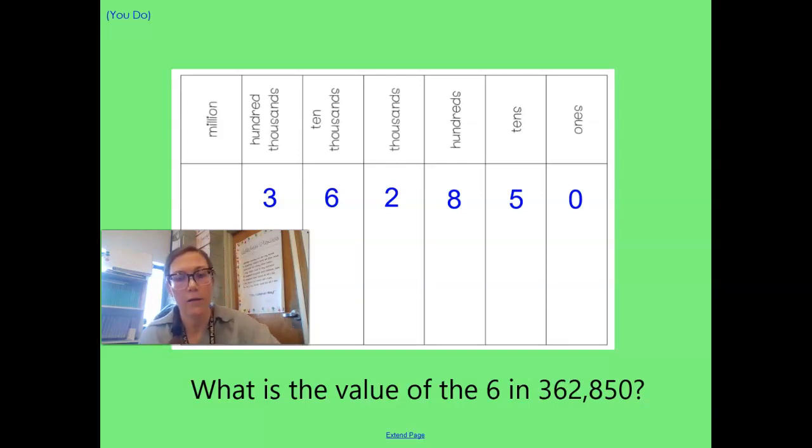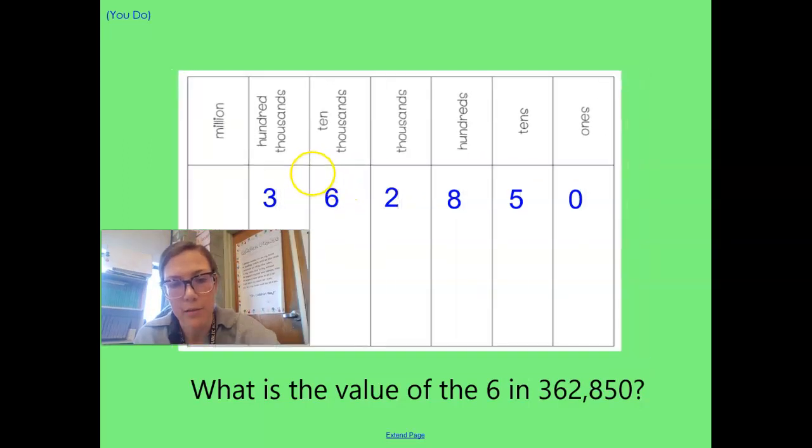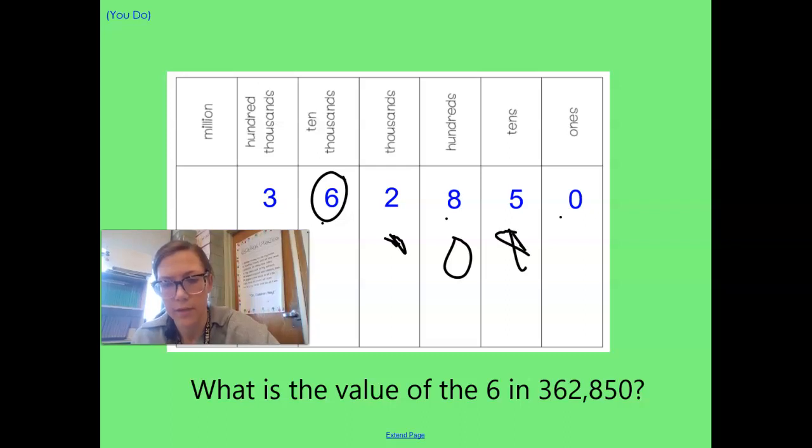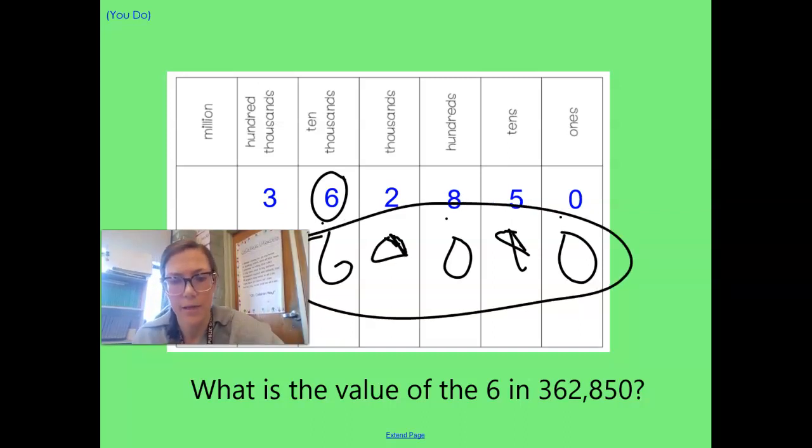Let's check if you got it correct. Find the 6. Oh, I keep doing that. Find the 6. And 1s, 10s, 100s, 1000s, 10,000. So that means I need to put 4 zeros behind it. That's a 0. There we go. And the 6. So your answer should be 60,000.